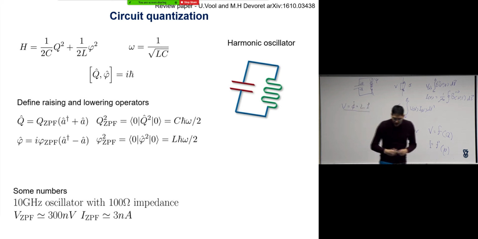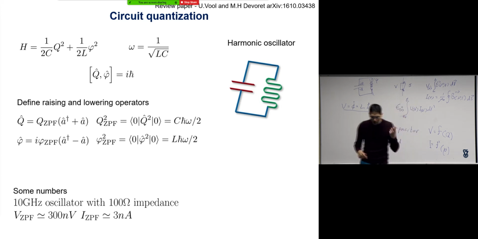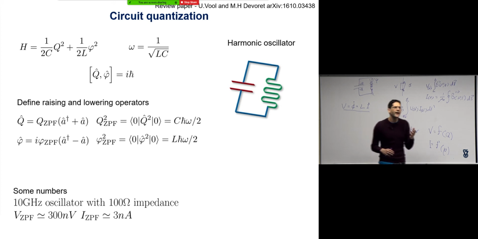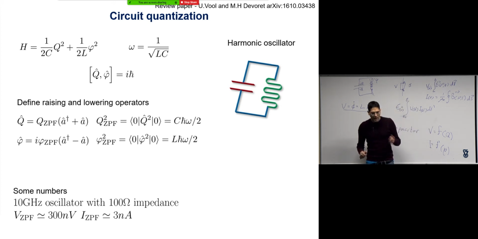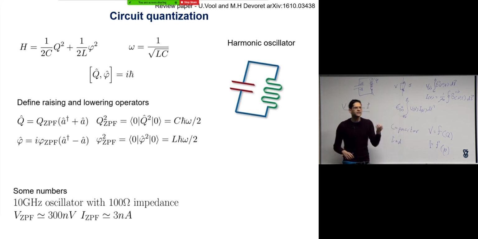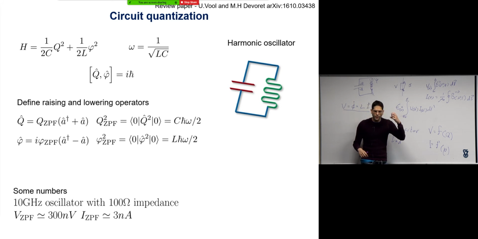And then you have Q, and it's related to a and a dagger through the 0-point fluctuations. So you have the 0-point fluctuations of Q, the charge, and the 0-point fluctuations of phi, the flux. And you can also calculate the variance. So this is the amplitude of the 0-point fluctuations of the charge and flux.